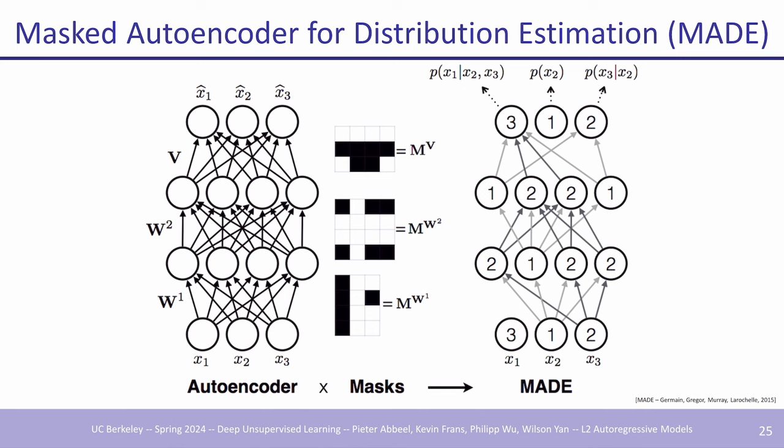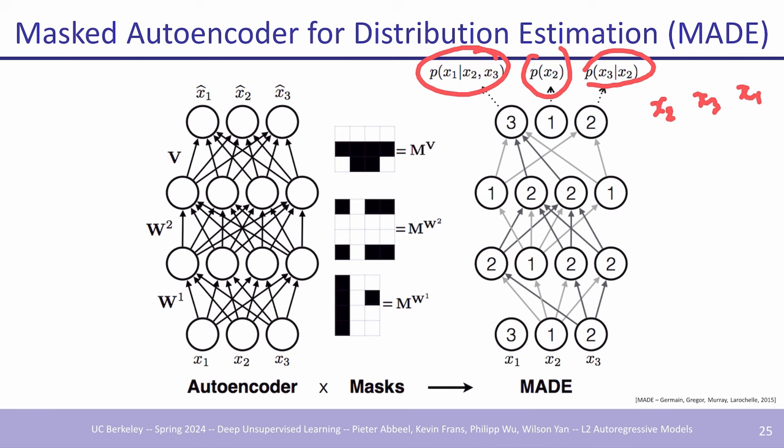So the change they made at the time with MADE is that they turned it into essentially a chain rule version of this, where when I generate a cleaned up version of x2, it cannot depend on anything, because that's my first variable in the sequence. They sequenced it, in this case, x2, followed by x3, followed by x1, as you can see at the top here. It's p(x2), p(x3 given x2), then p(x1 given x2, x3).